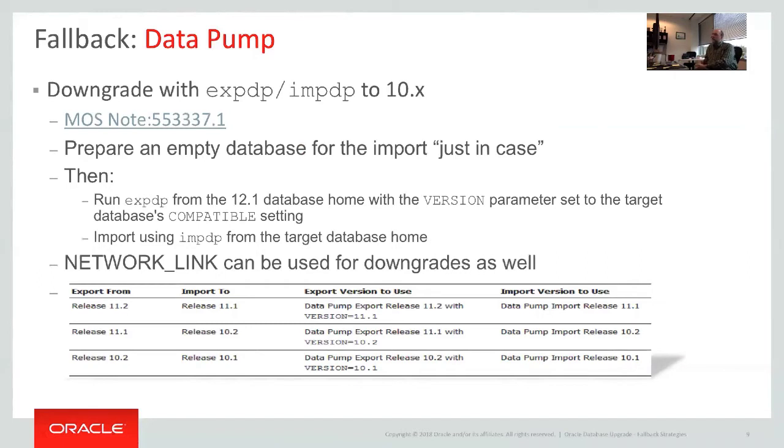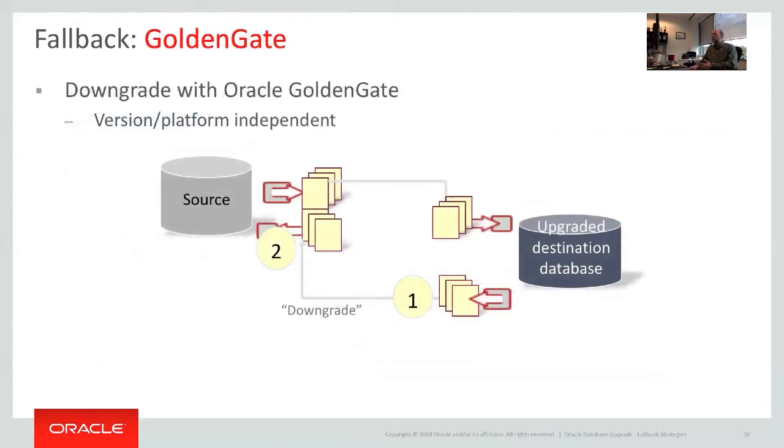Now, the downside to downgrading with Data Pump is that it could be time consuming. If you have a multi-terabyte database, you might be looking at an hour or more to perform the export and import. And often a downgrade situation is kind of an emergency, and you want to get it done as quickly as possible. So in that case, you might add GoldenGate to the fallback scenario. There are a couple of ways you could do this.